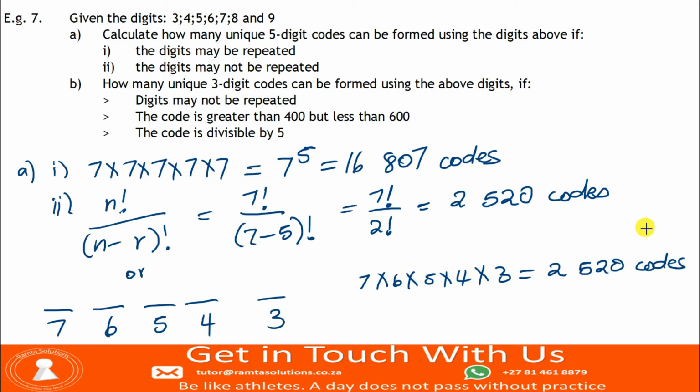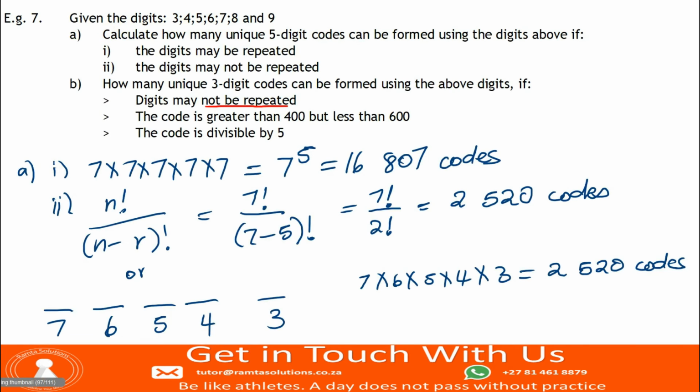All right. So, are you guys happy? You have two ways of doing this, because you're choosing 5. Okay, perfect. Now, number B: how many unique 3 digit codes can be found using the above digits if digits may not be repeated, greater than 4,000 but less than 6,000, and divisible by 5.